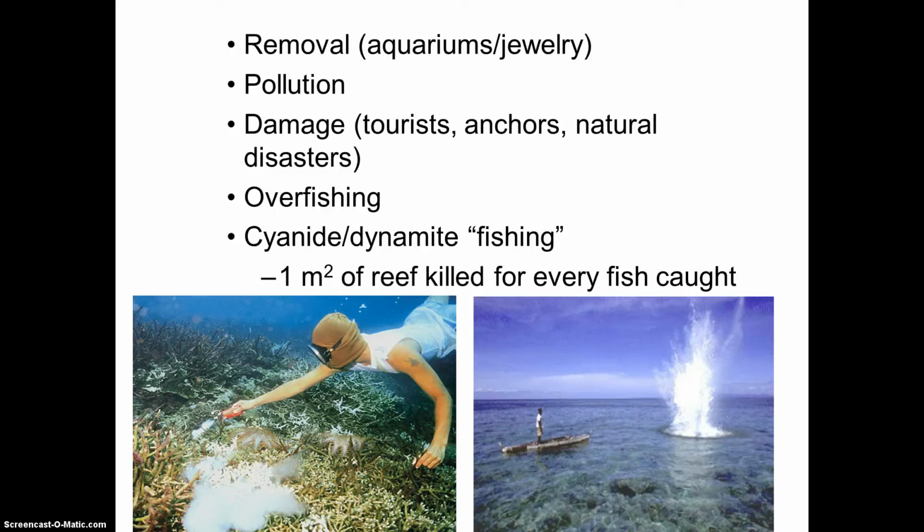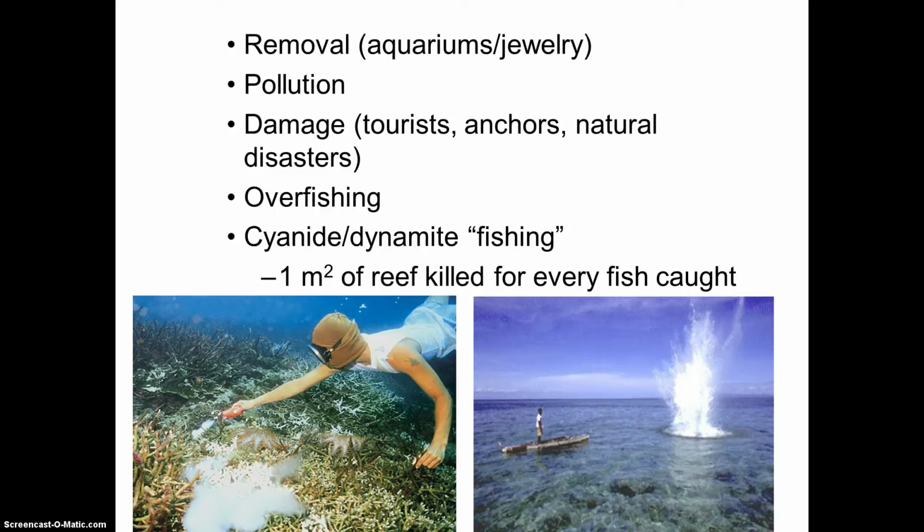When people go scuba diving and look at the corals, a lot of times people will damage them. But anchors from ships and even natural disasters, a massive hurricane or typhoon, will come along and break off large pieces of coral and can do a lot of damage. Overfishing is a problem. Usually overfishing is not as huge of a problem at the coral reef, but it can still be, depending on what kind of regulations are in place there.